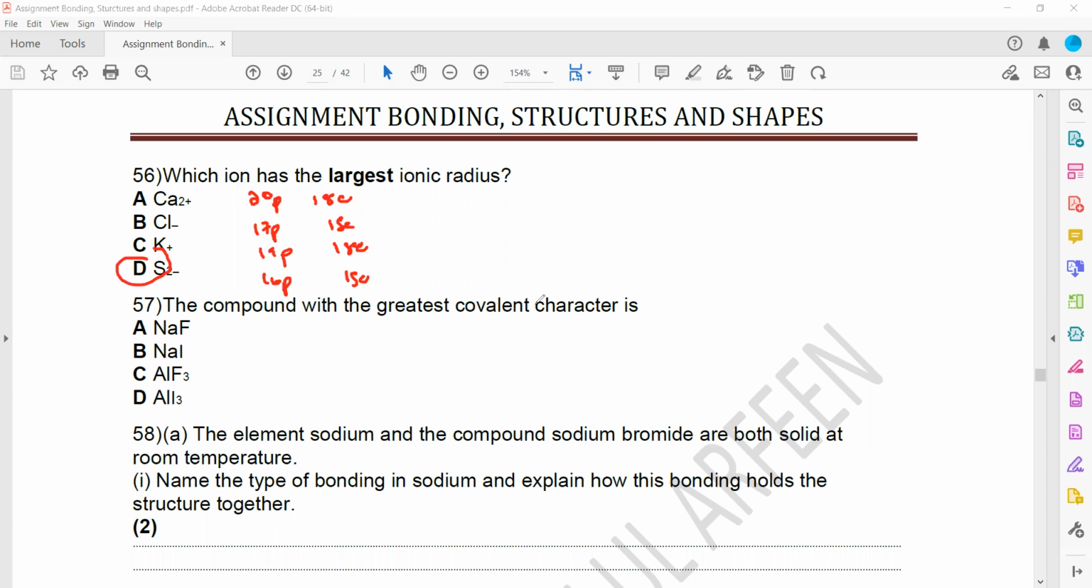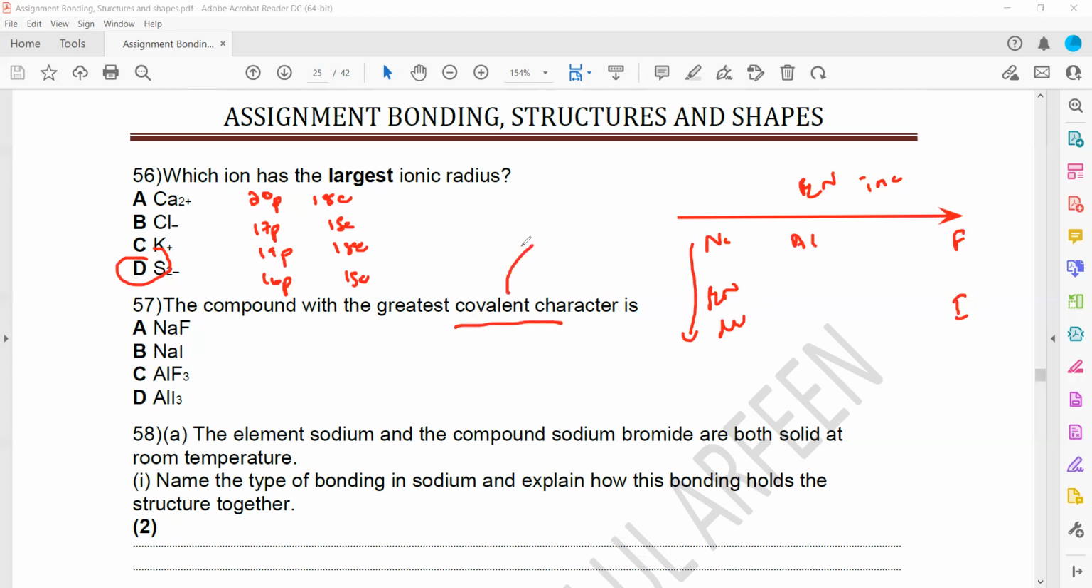The compound with the greatest covalent character. So how to identify the greatest covalent character? Greatest covalent character means the one which has a small difference in electronegativity. Remember, electronegativity increases as we move across the period, and decreases as we go down. We have the elements which are given: sodium, which is group 1, aluminium, fluorine, and iodine. Greatest covalent character means a small difference in electronegativity.